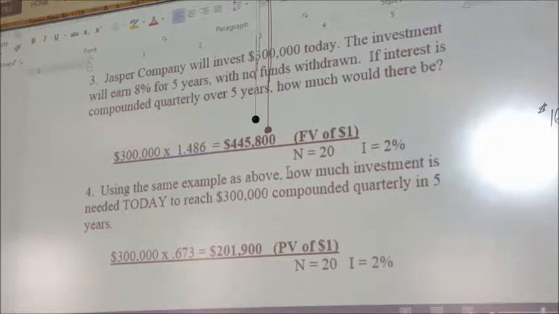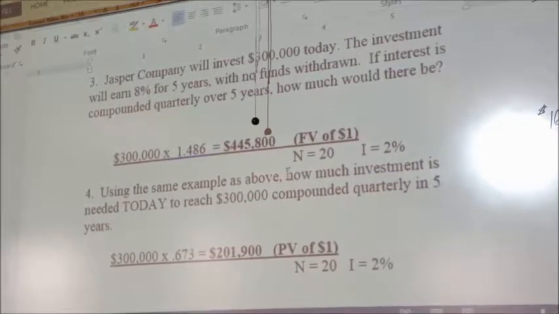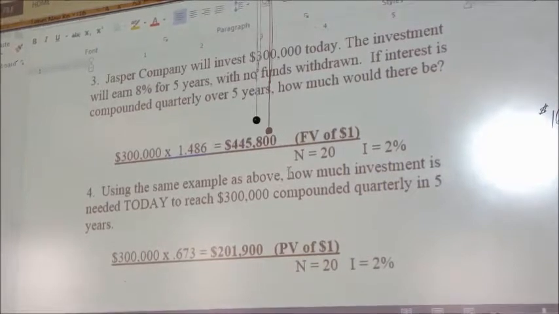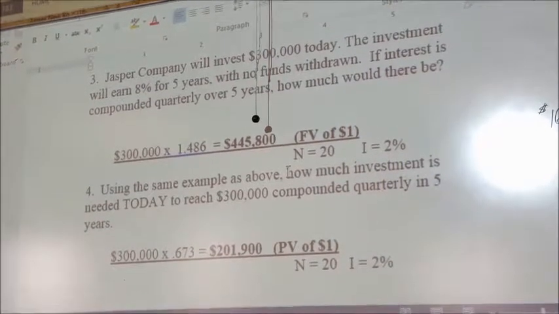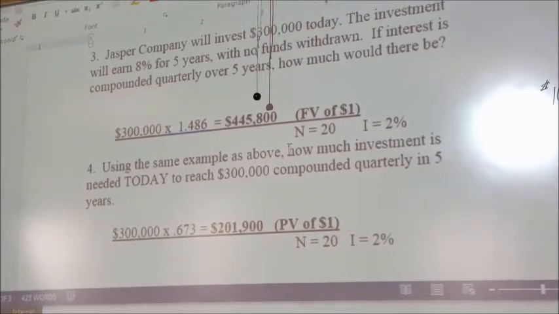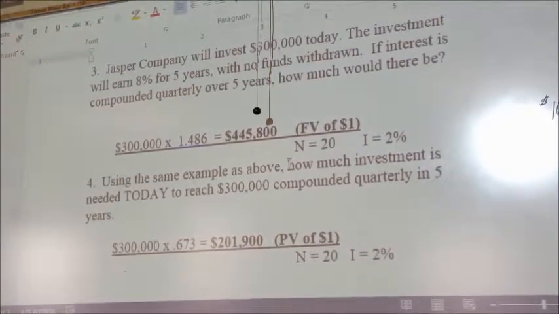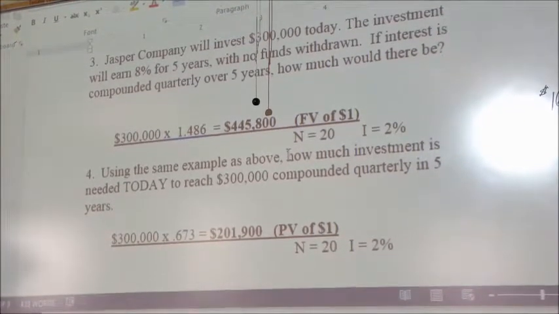Number 4, same situation as 3, except I wanted to look at it from the other viewpoint. Meaning instead of putting $300,000 today and what will I have with all of that money in the future, what can I put away right now to get to $300,000 in the future? If I'm compounding quarterly over 5 years, I could put away $201,900 and get there.